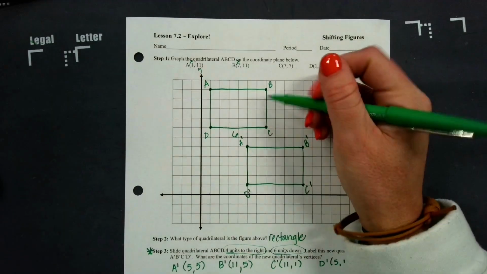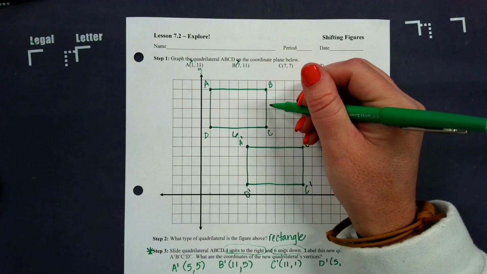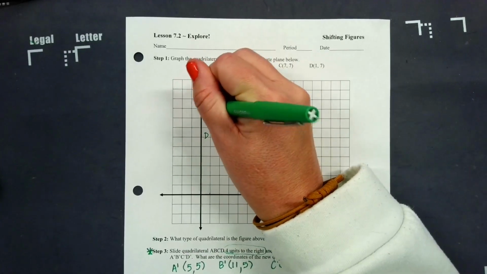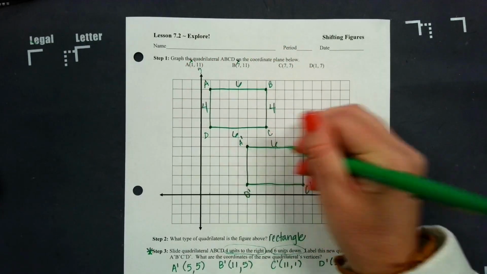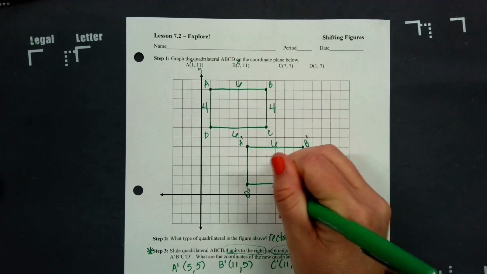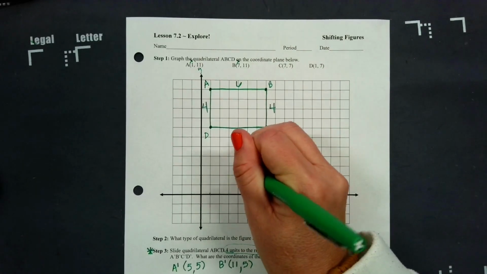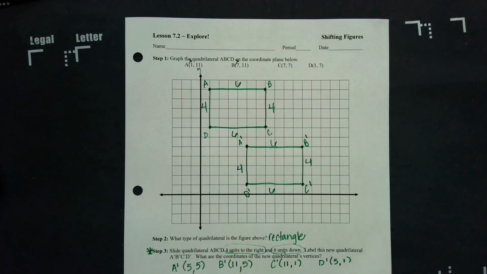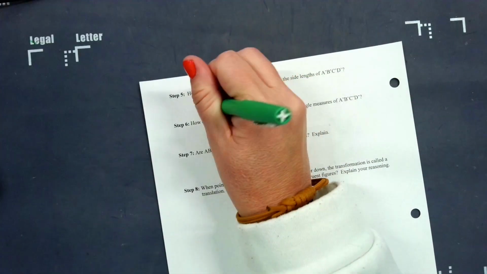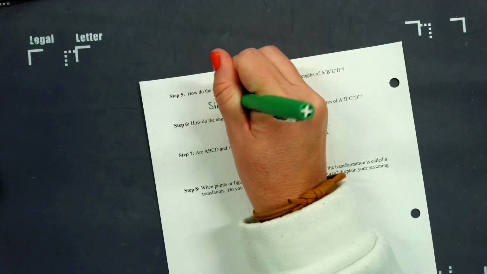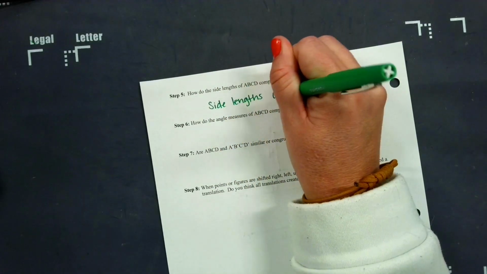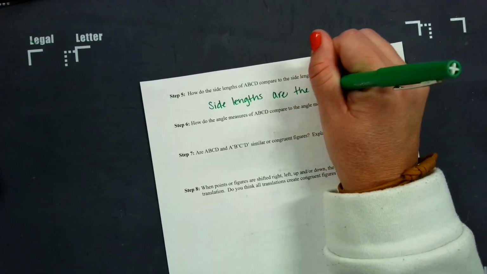All right. What was the length here? 4, here? 6, here? 4, here? 6, 4, 6, 4. So how do the side lengths compare? They're the same. What's another word we could use for same? Congruent.